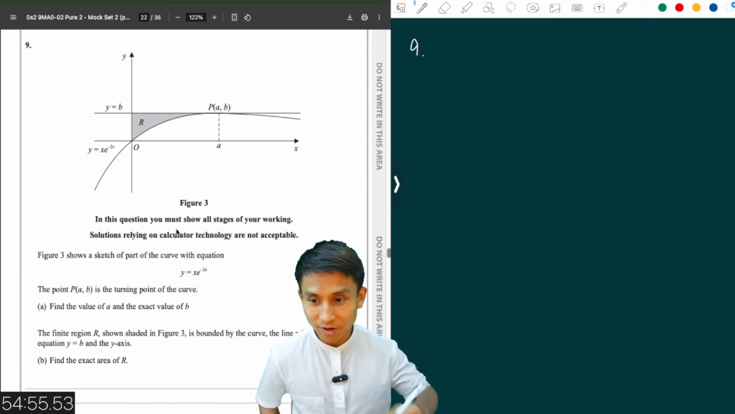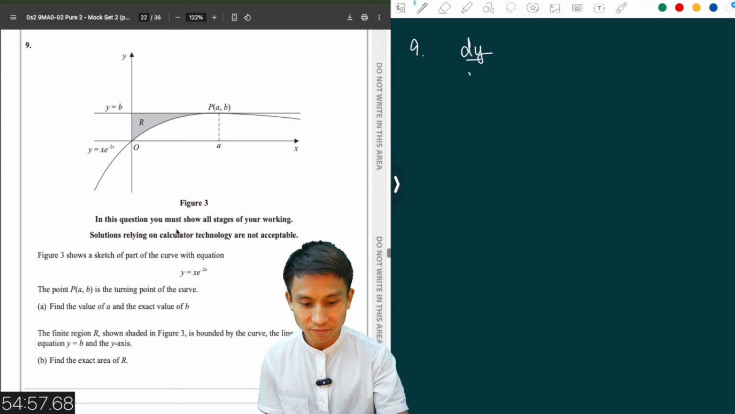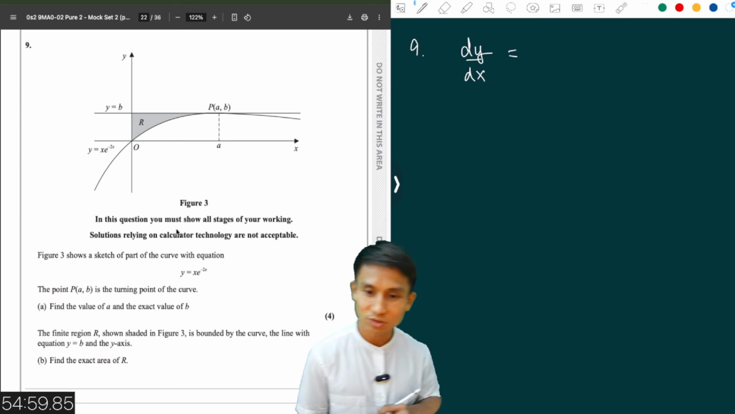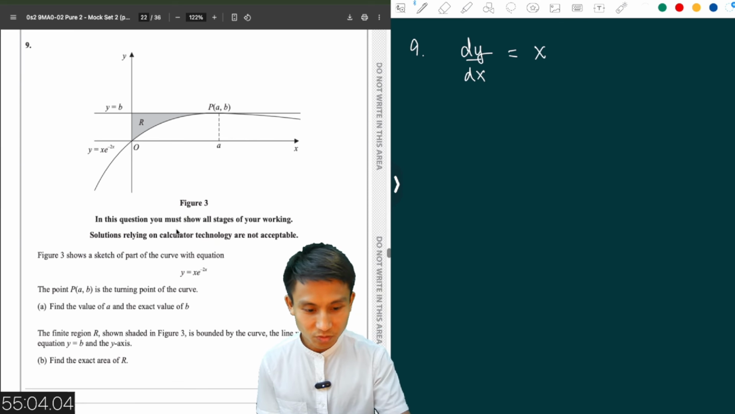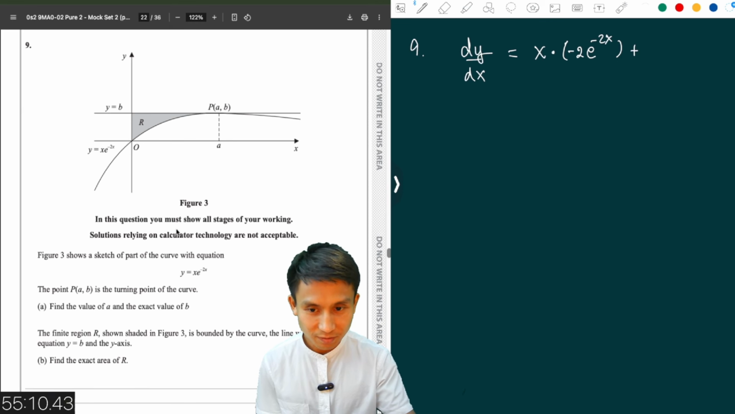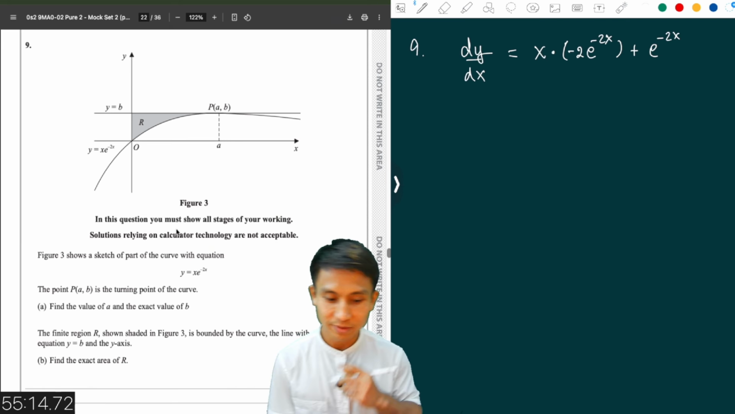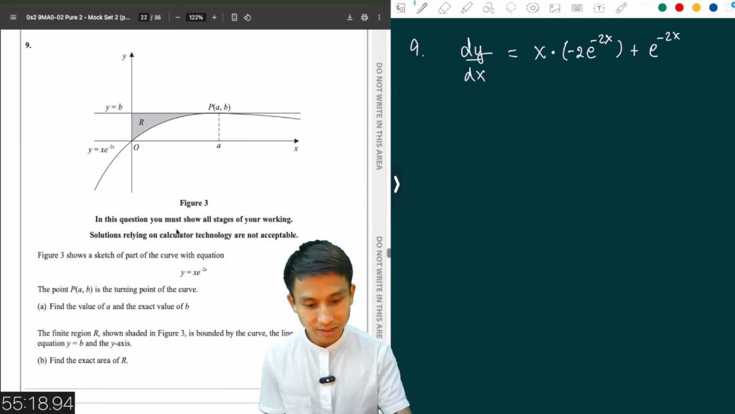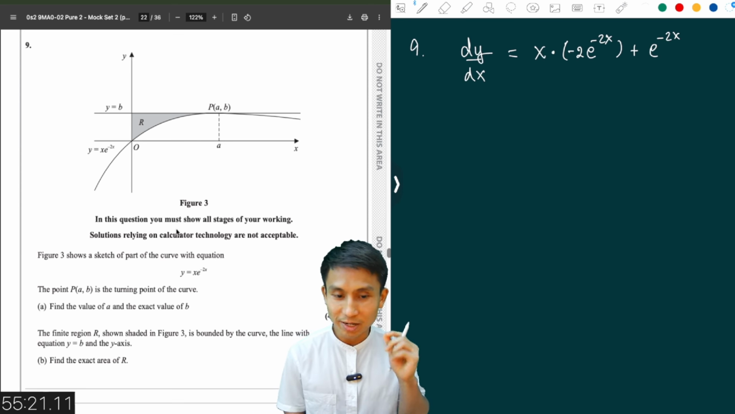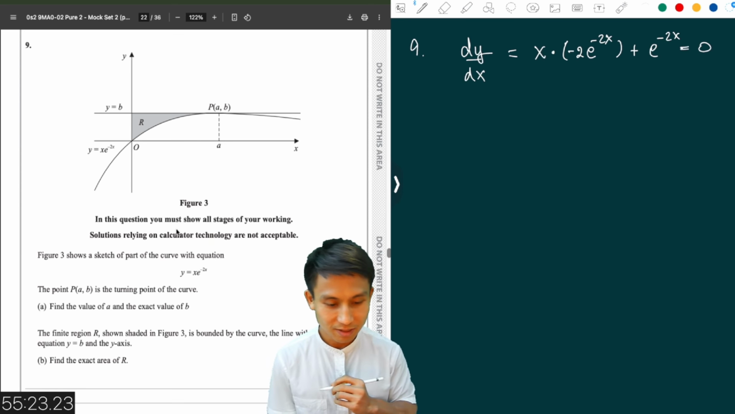So turning point, right? Again, we find the derivative, dy by dx equals. That looks like we need to use the product rule. So u and then dv, which is minus 2 e to the minus 2x, that's dv, plus v du, so du is just 1, so it's just e to the minus 2x. Yeah. Okay, I'm fine with that. And then we equate that to 0, classic, and then we solve that.